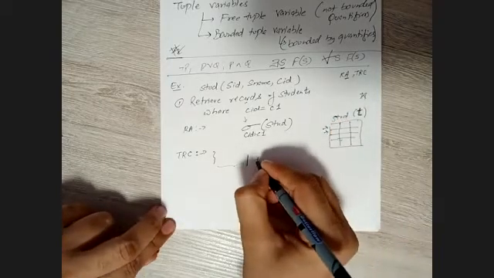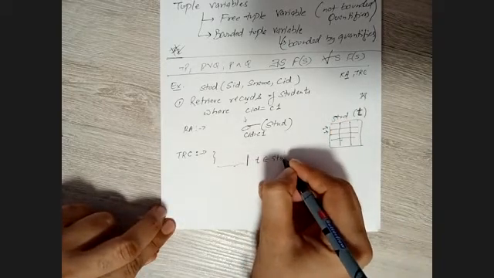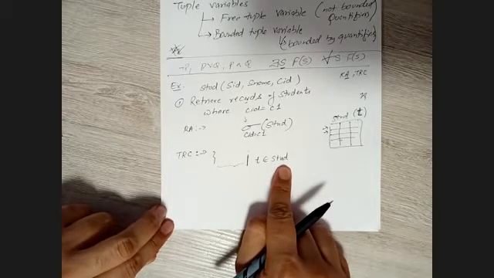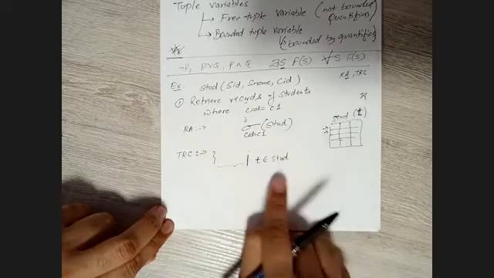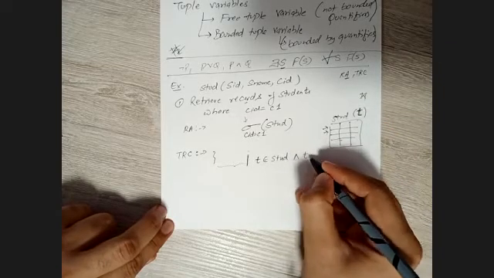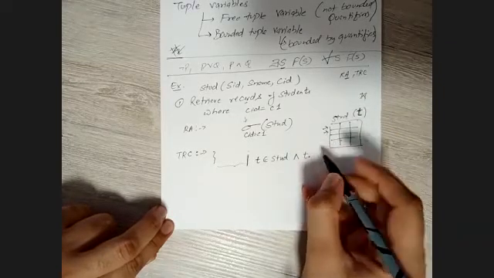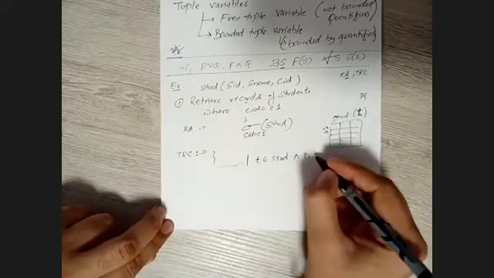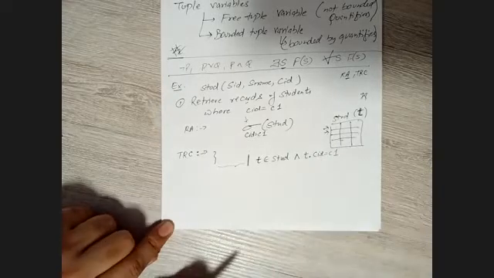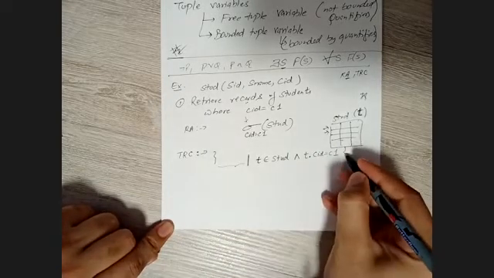I will say T belongs to student. T belongs to student table, right? That is correct, because T belongs to student table. And what I'm saying is T dot attribute name. Which attribute do we want to retrieve? CID. That is T dot CID equals C1. Yes or no? And curly braces.